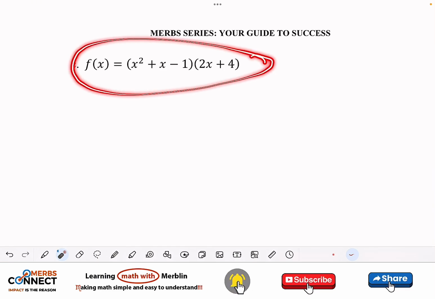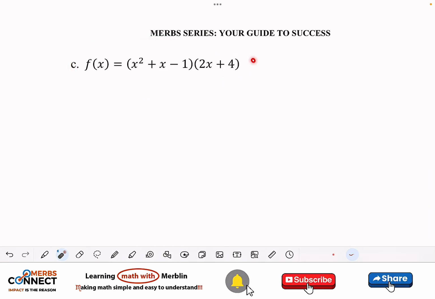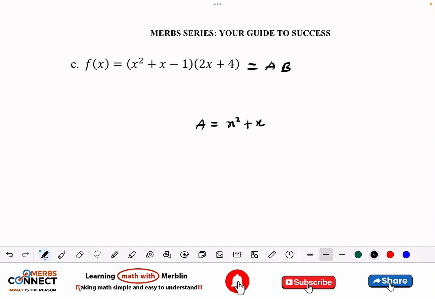Now, which general rule am I going to use? The general rule that I'm going to use here is the product rule. So now I've identified the general rule. What's the general rule? I pick my A and B because this is the product rule. So I'm assuming that this term here is A and this term here is B. So let me write it. A is equal to x squared plus x minus 1 and B is equal to 2x plus 1.